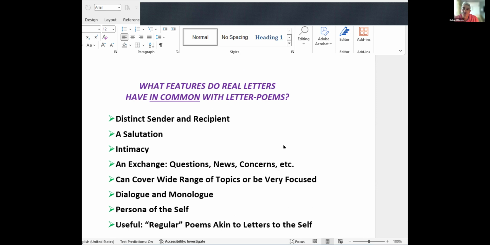What is that? How do we construct that conceit, right? So a couple of things we already saw. There has to be a distinct sender and a recipient. That's the whole construct of a letter poem. And that might seem obvious or really simple, but I guess the corollary is that it needs to be known really upfront.